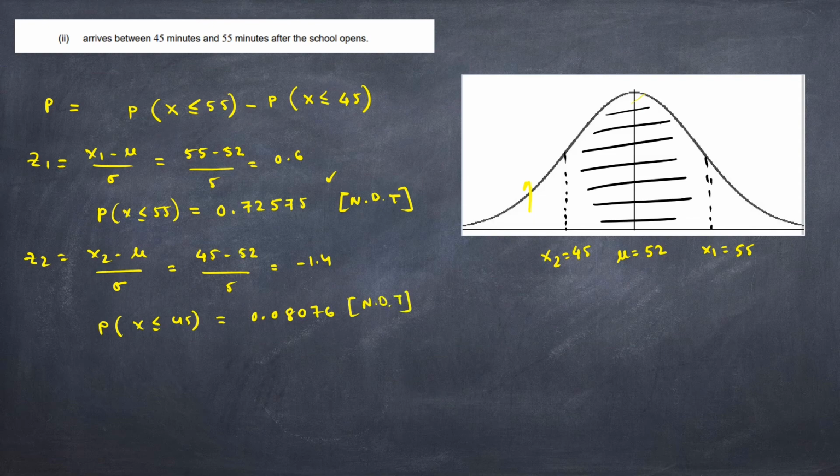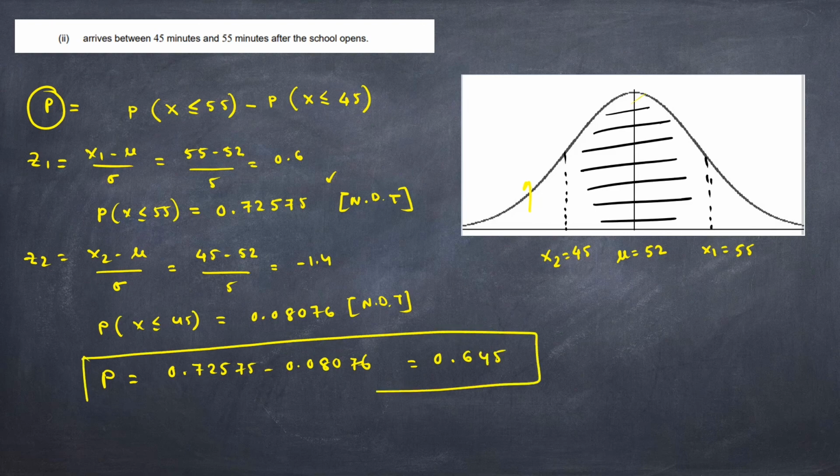As we have already said, our desired probability is basically the deduction of these two. So it is basically 0.72575 minus 0.08076. So we are getting the answer to be 0.645. So this is the probability that students arrive between 45 minutes and 55 minutes after the school opens.